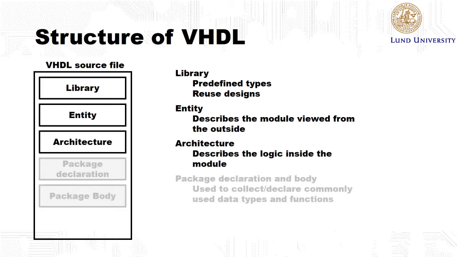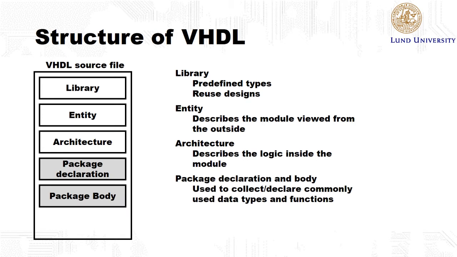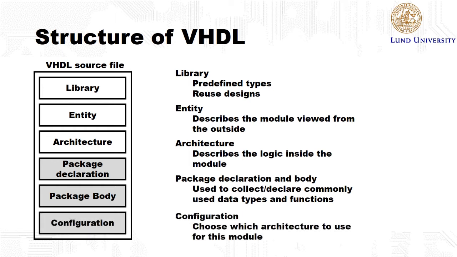We have the package declaration and body, and this we can use to declare commonly used data types and functions that can then be used across multiple modules. And last we have the configuration, which allows us to have multiple architectures tied to a single entity, and then we can choose which architecture we would like to use at the moment. So we will go through library, entity and architecture in the following slides. We will not discuss package declaration, package body and configuration, as the intention of these lectures is to give basic knowledge of VHDL. The last three are a bit more advanced features.